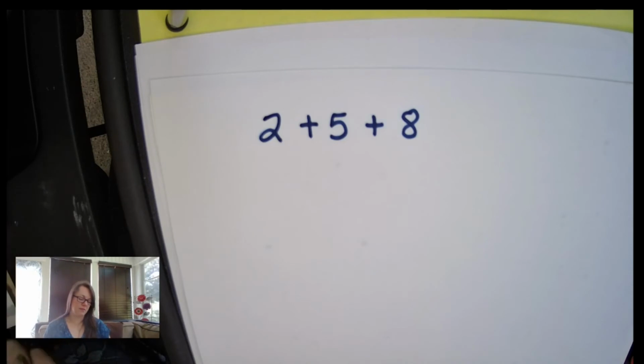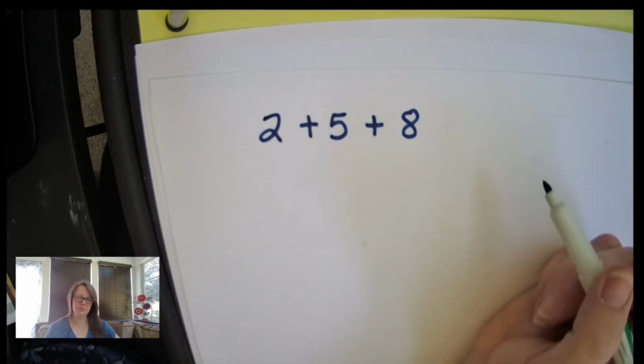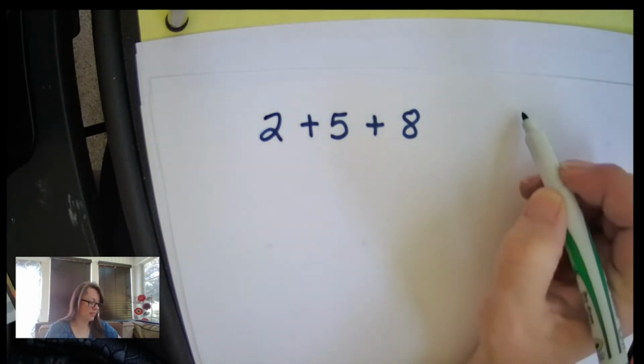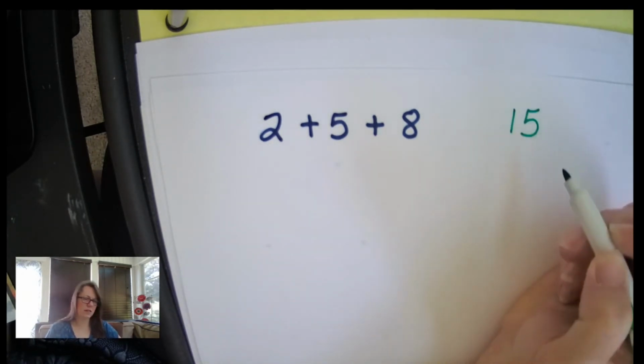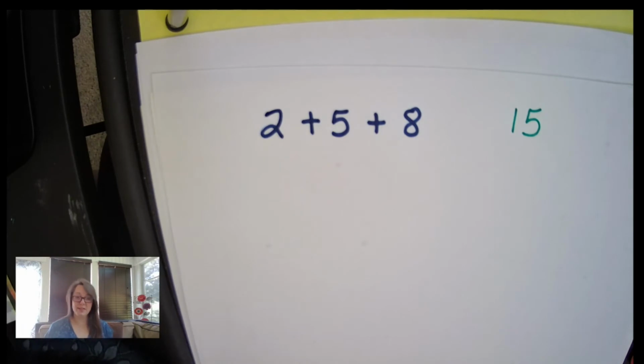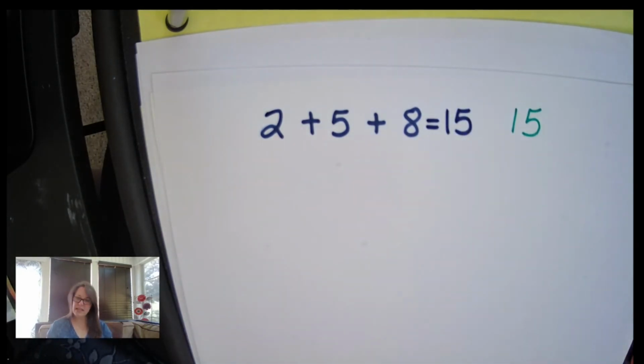All right. Who would like to share what they think the answer to 2 plus 5 plus 8 equals? Joseph, what do you think the answer is? Joseph says that he thinks the answer is 15. How many of us agree with this answer? Oh, I see. Everybody is agreeing with this answer. 2 plus 5 plus 8 equals 15. Joseph, tell us how you thought about this.